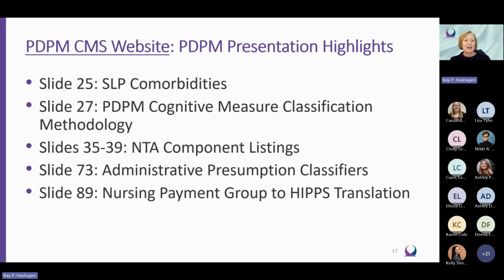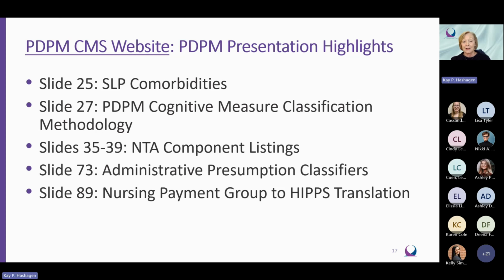If you go onto the CMS website, you will see on that one page, and this is the link that will take you there, at the very almost bottom of the page, there is a PDPM presentation, and I'm sharing some of my favorite slides from that. I think it's 80 some slides, and it's tried and true. It's been there since 2019, but it really hasn't changed.